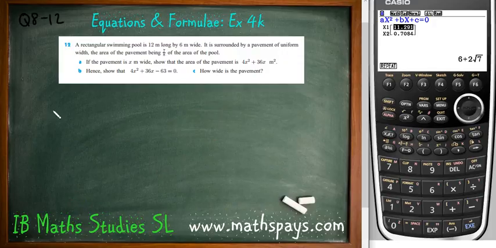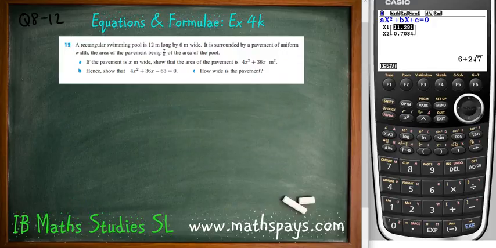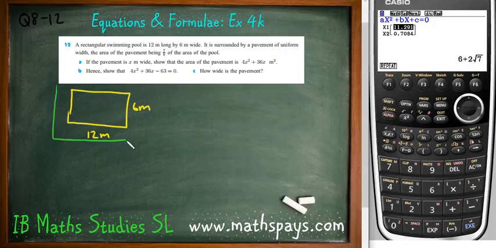Question 12, rectangular swimming pool. Before I even start this question, guys, let's draw that little rectangular swimming pool out. Okay, so I've got a rectangle there. We've got, so it's 12 meters long, and 6 meters wide. Okay, we got that. It's surrounded by a pavement of uniform width. All right, so let's draw the pavement of uniform width. Now, uniform width means it's exactly the same length all the way around.